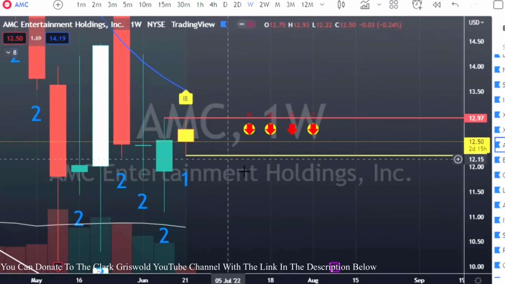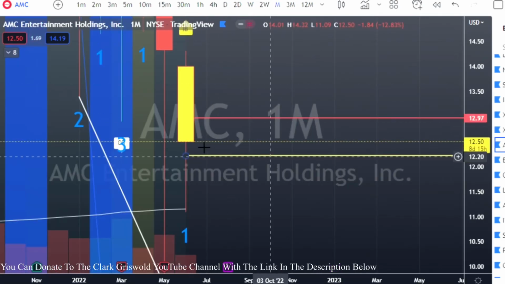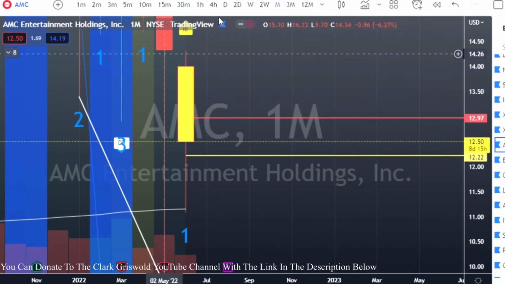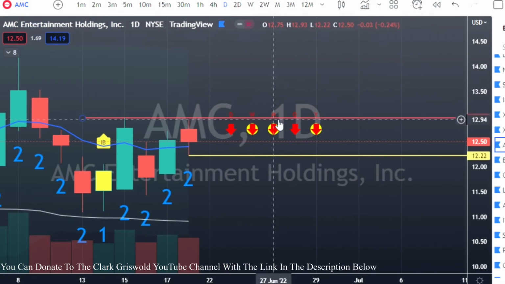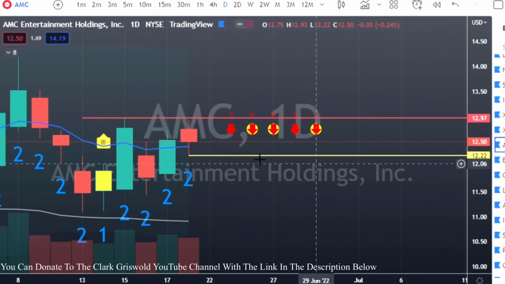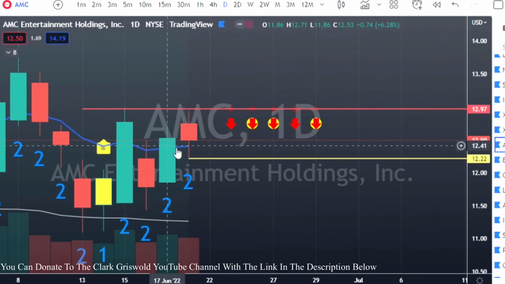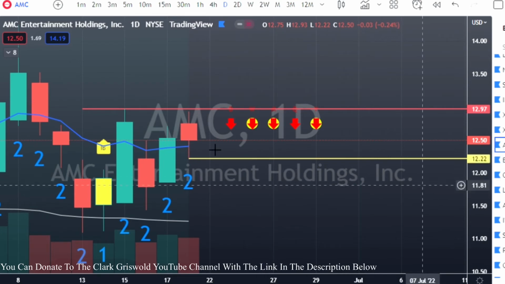If we go look on the week, our week is currently inside bar. Our month is still inside bar. We're sitting at June 21st inside bar. I know a lot of people don't like to trade when we're on the inside bars on the weekly and the monthly when you're a day trader, just because it tends to chop around, but that's not going to stop me here. So we'll look for puts on AMC at $12.22.